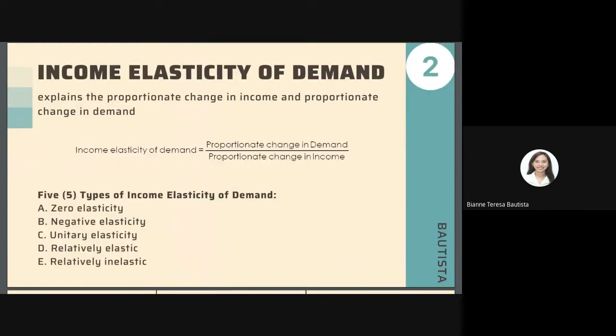So the next is the income elasticity. This explains the proportionate change in income and the proportionate change in demand. It describes the sensitivity to changes in consumer income relative to the amount of a good that consumers demand. It also has 5 types: zero, negative, unitary, relatively elastic, and relatively inelastic. Next slide.